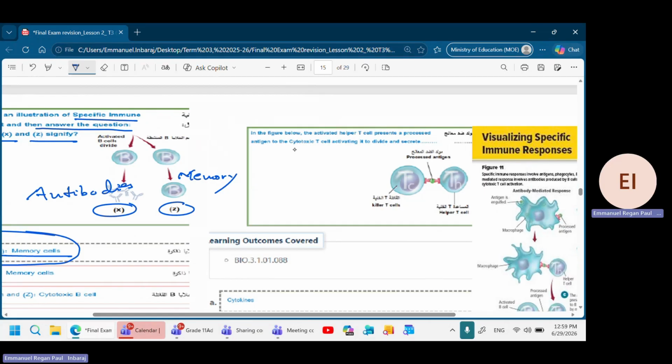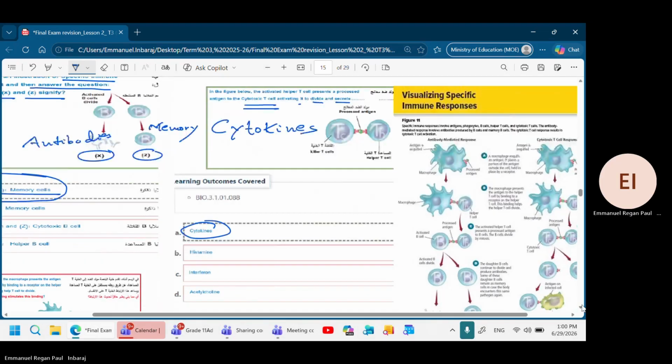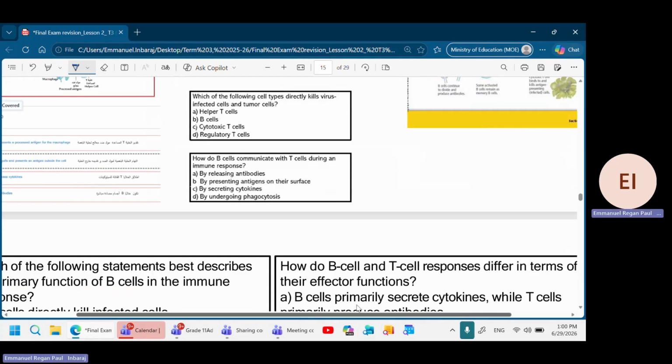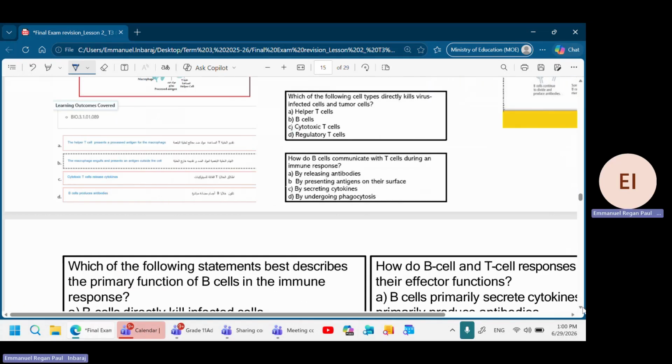You see here? What does the cytotoxic cell do? See? In the figure below, the activated helper T cell presents antigen to the cytotoxic T cells, activating them to divide and secrete. They divide and secrete a chemical called cytokines. So here is the answer, cytokines. So the answer is cytokine. Okay, so there are a lot of questions on it. I just want you to do that.